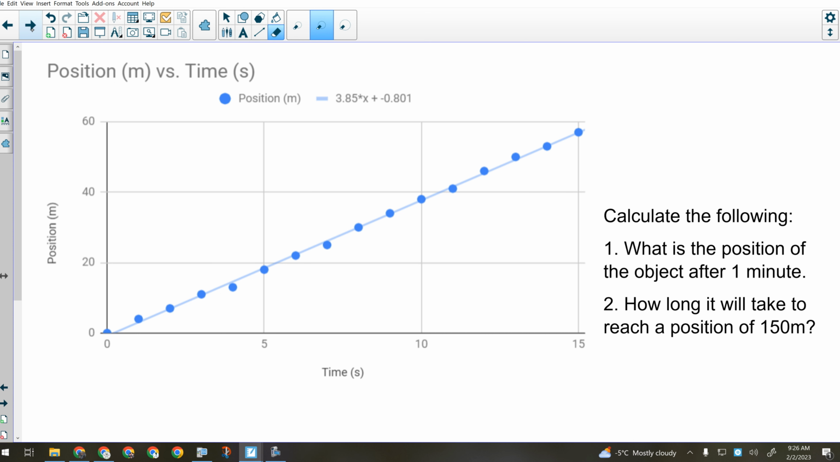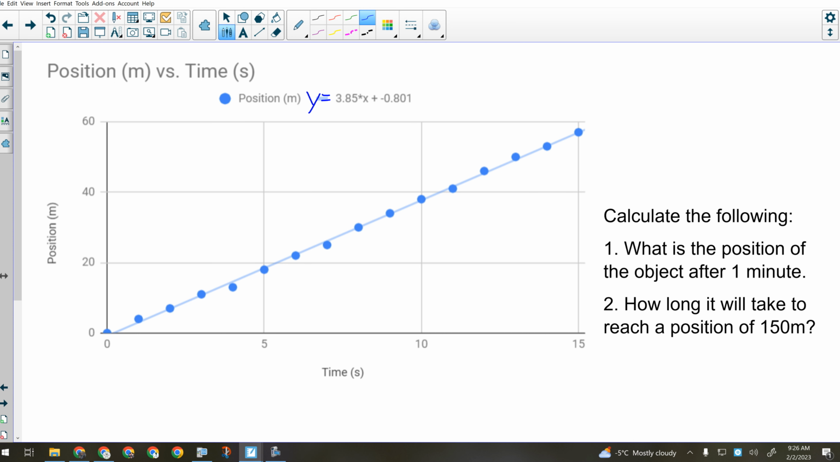So we've got a position versus time graph here. It's got a linear function. Let's see what you remember from using y equals mx plus b. I would like you to use the equation for the line, which is right here. When Google Sheets spits these out, which is what I did here, it writes it like this, but what it really means is y equals 3.85 times x plus b.